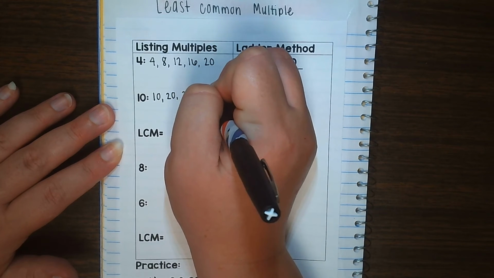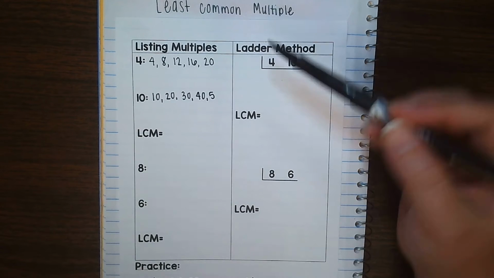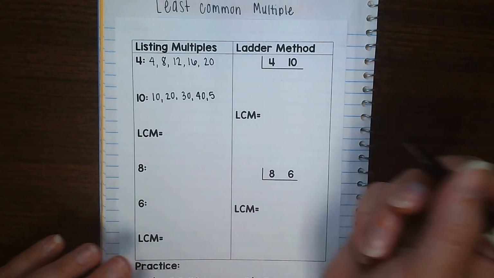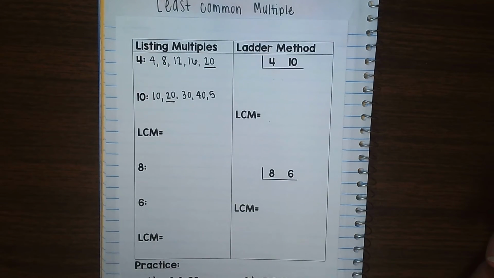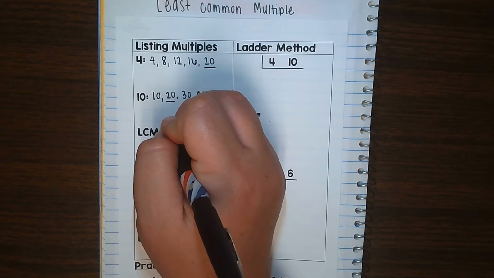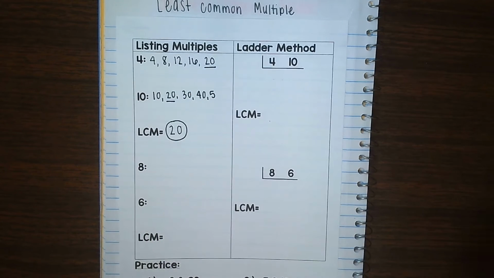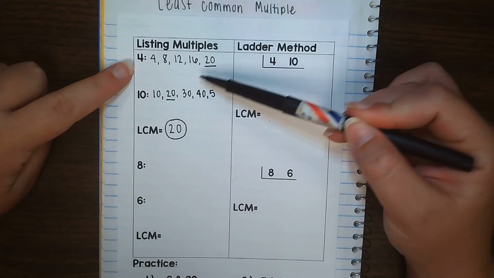So then my next step would be to see if they have any numbers in common. That common from least common multiple means, do they have anything in common? Well, I can see that 20 and 20 both appear. So our least common multiple is 20. That one's not too bad. We only had to list out 5 multiples of each number, and we came up with a match.